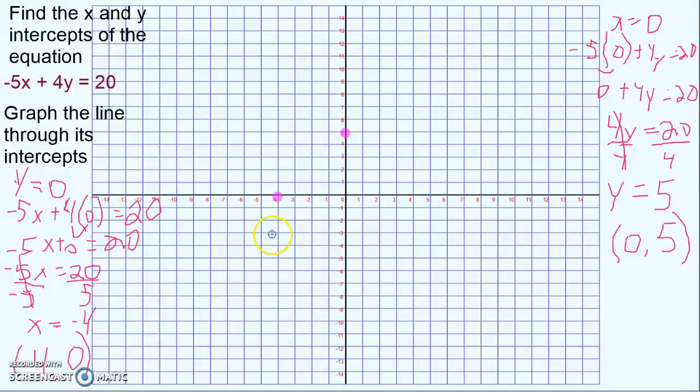Now, in order to graph the line through here, we would use a ruler. We'd start at one point and connect it to this other point here, and you'll end up with a graph that's going to look something similar to that. And let's go ahead and do one more example.